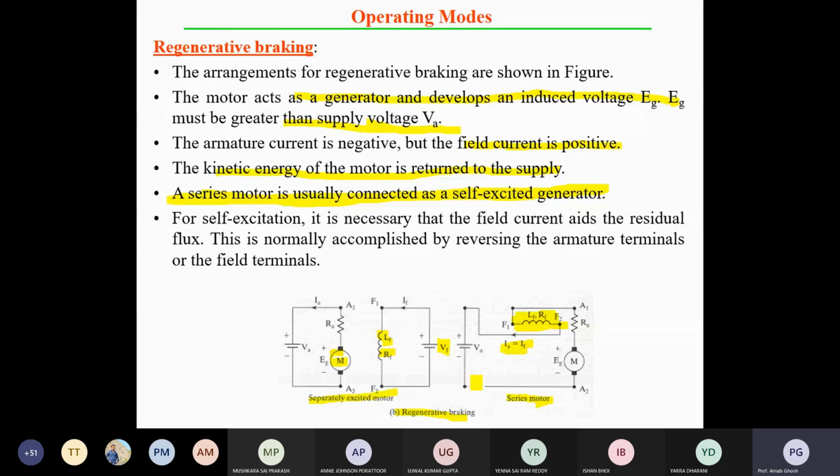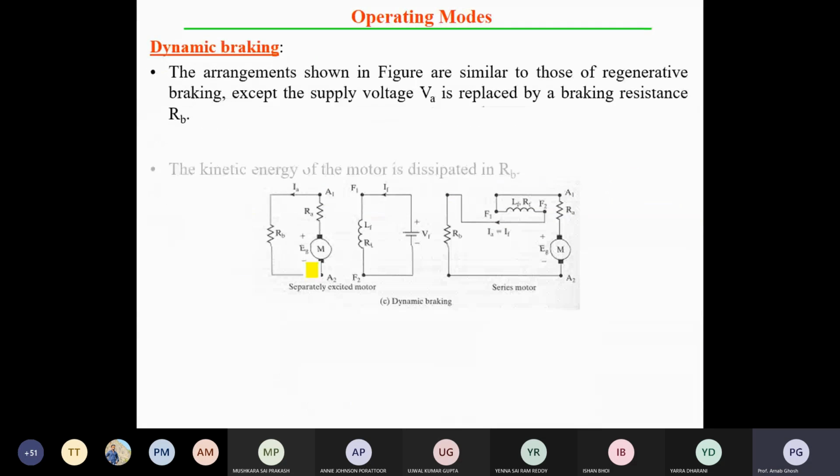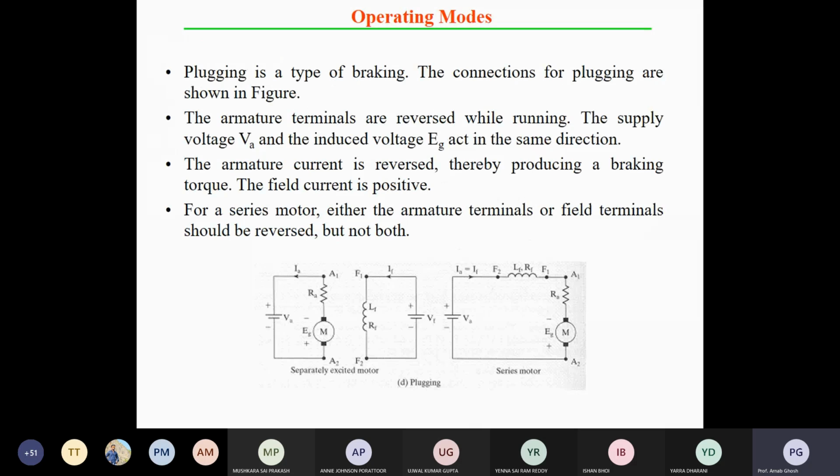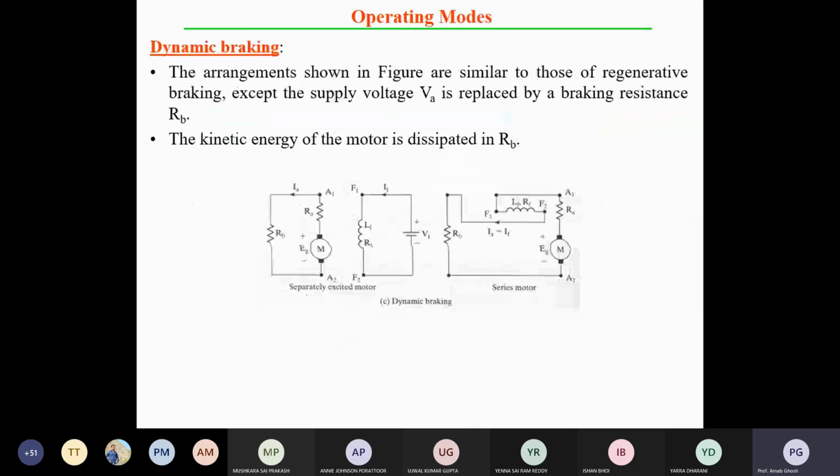Now for the operating mode, dynamic braking. In the case of dynamic braking, what you need to do? The arrangement shown in the figure is similar to that of regenerative braking, except for the supply voltage. Va is replaced by the braking resistance RB. The supply is removed and replaced with RB.